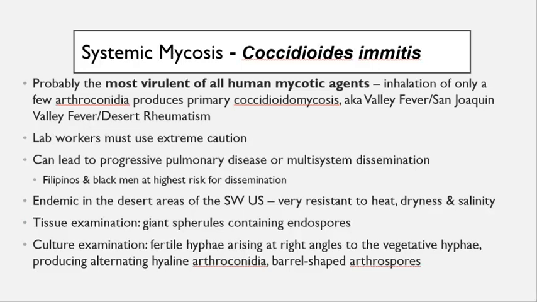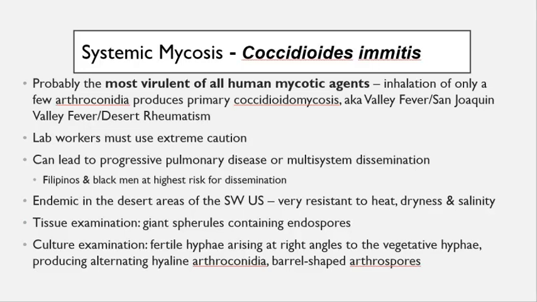It can lead to progressive pulmonary disease or multi-symptom dissemination, or it can spread throughout the body. Filipino populations and black men are at high risk for dissemination. This species is endemic in the desert areas of the southwest U.S. It's very resistant to heat, dryness, and salinity, or salt and water. Upon tissue examination, you should be able to see giant spherules containing endospores.